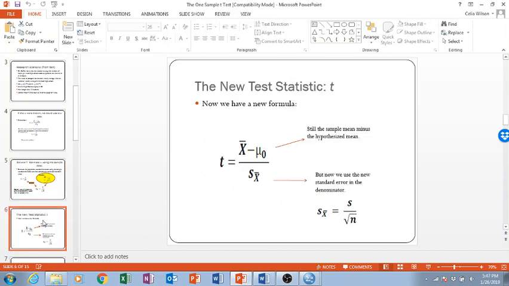All right. So, because it's a little different, we use a different test statistic, and this time it's going to be t instead of z. If you look at the formula, it's the same on the top, right? It's still the sample mean minus the hypothesized mean divided by this new estimate of the standard error. And here it is. This estimate is equal to the standard deviation of our sample divided by the square root of our sample size. Okay?